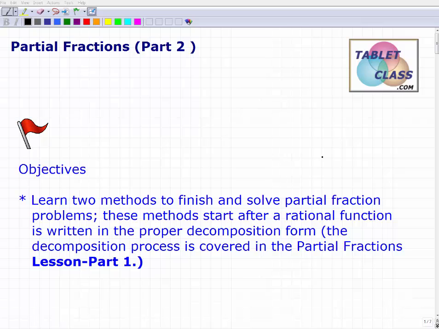So we're going to learn two methods to finish and solve the partial fraction problems. These methods start after the rational function is written in proper decomposition form. All of this right here was covered in lesson part 1. After you understand what we did in lesson part 1, we're going to continue that process in this lesson so we can actually write the partial fraction.